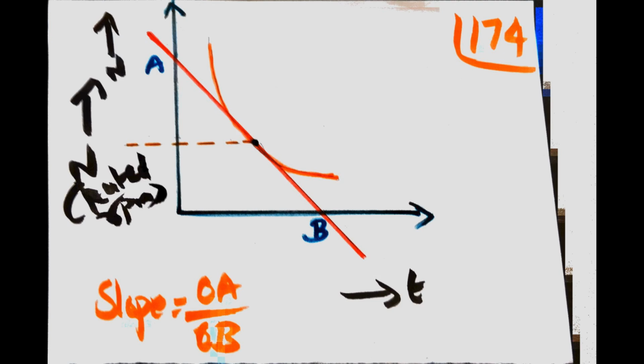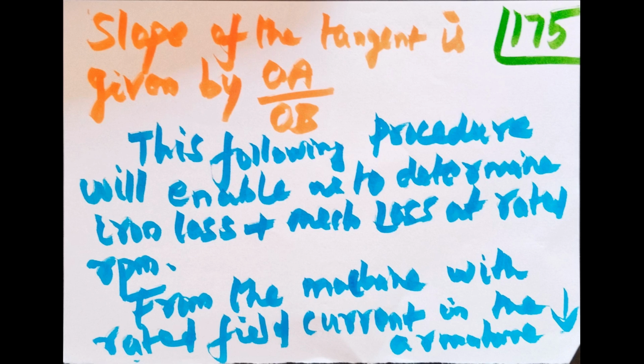The following procedure will enable us to determine iron loss plus mechanical loss at rated RPM, with rated field current in the field winding and an RPM slightly above the rated RPM. Then disconnect only the armature supply. Don't disconnect the field current. The machine slows down and loses energy. This loss of energy is on account of mechanical losses and also iron losses.